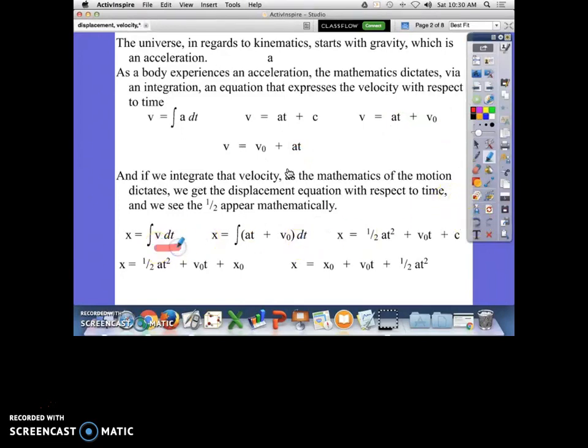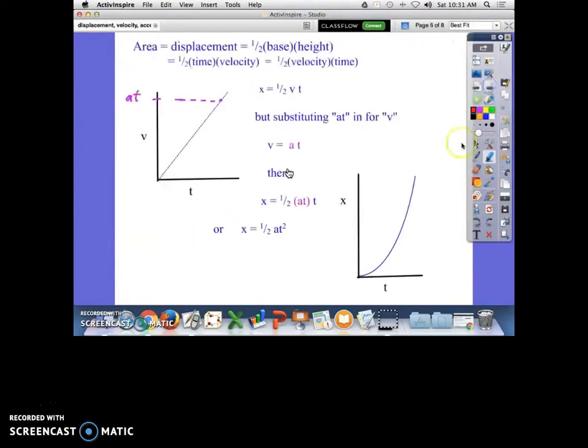So the integral of velocity dt is the integral of at plus original velocity dt, quantity, all that's quantity. And when I take the integral of that, I get 1/2 at squared plus v sub 0 t. Don't forget plus your c. Now if I rewrite that over here, that original c, it turns out, is just the original displacement, which we're usually going to consider to be 0. Like this, starting down here at 0.